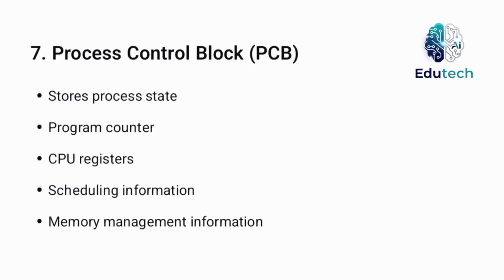Process Control Block (PCB) is a data structure maintained by the operating system to store information about a process. It contains details such as process ID, process state, program counter, CPU registers, and scheduling information. The PCB helps the OS manage processes and is essential during context switching to save and restore process states efficiently.